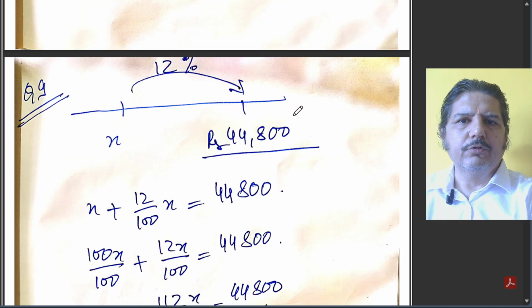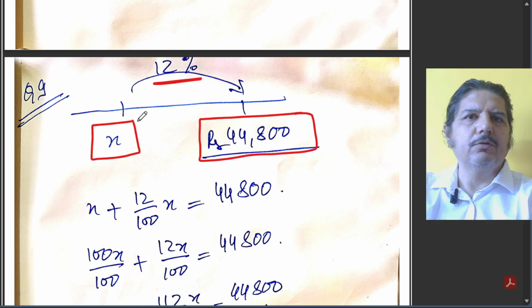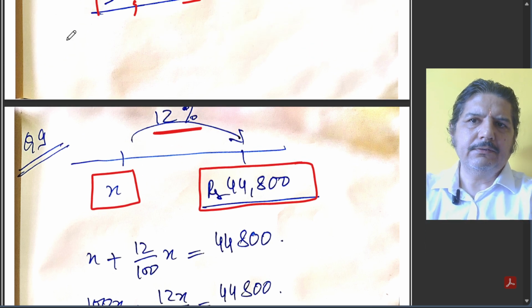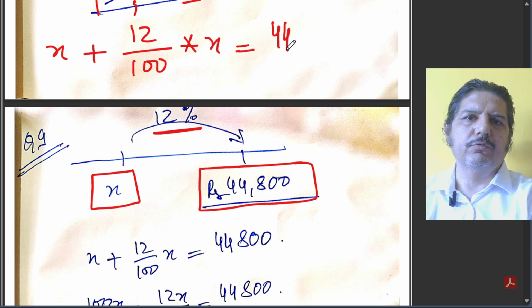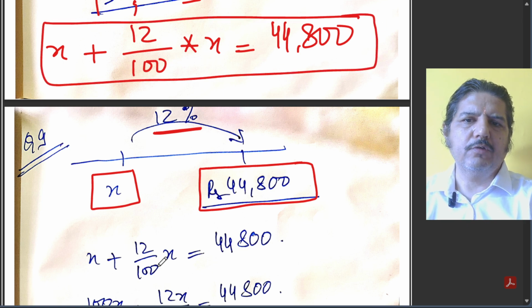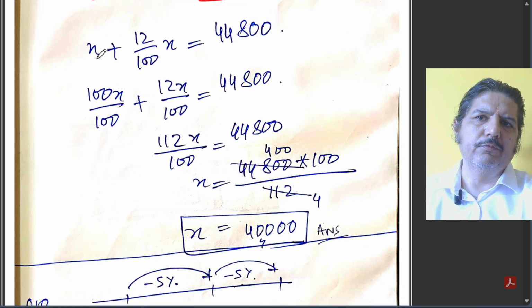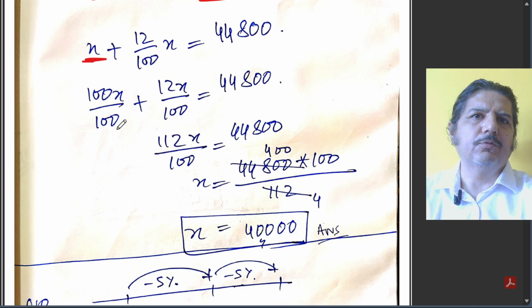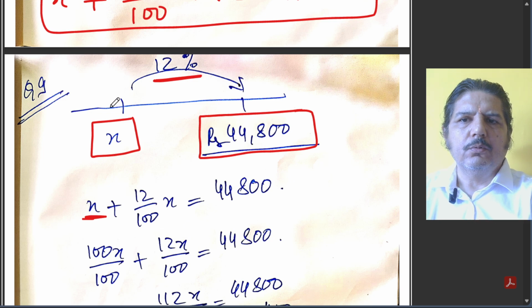So 44,800 is the salary which is after an increase of 12%. So I assume that the original is X. So X, the original, plus the increase, which will be 12% multiplied by X, would be equal to 44,800. I'll have to calculate for this. So X plus 12X upon 100 is equal to 44,800. And as we have been discussing before, I write X as 100X upon 100 just to make it easier. So 112X upon 100, and I calculate for X. So this is my final answer. So this will be 40,000.